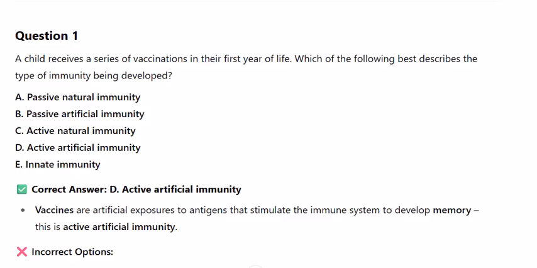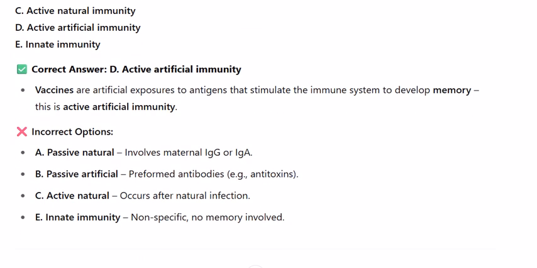Active artificial immunity. Vaccines are artificial exposures to antigens that stimulate the immune system to develop memory. This is active artificial immunity. Incorrect options. A. Passive natural involves maternal IgG or IgA. B. Passive artificial, preformed antibodies, e.g. antitoxins. C. Active natural occurs after natural infection. E. Innate immunity, nonspecific, no memory involved.